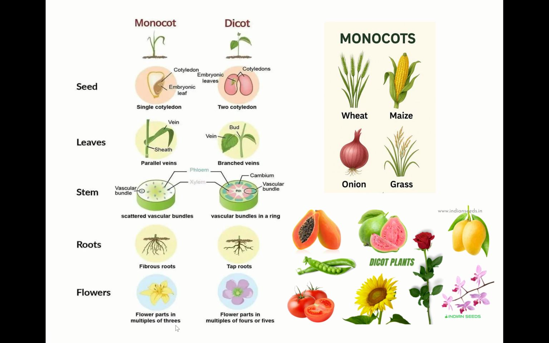Okay, coming on to the flowers, flower parts are in multiples of threes in monocots, whereas in the case of dicots it is in multiples of 4 or 5. So these are some examples of monocot and dicot plants. Wheat, maize, onion, grass are examples of monocots, whereas papaya, bean, tomato, sunflower, mango, rose, and guava, all these are examples of dicot plants.